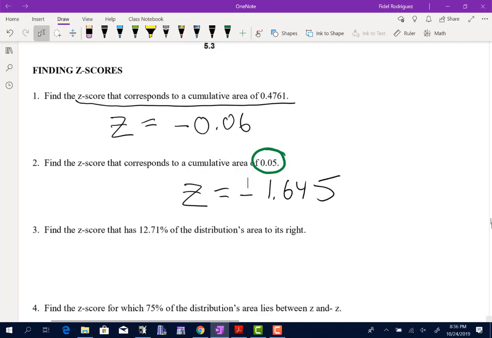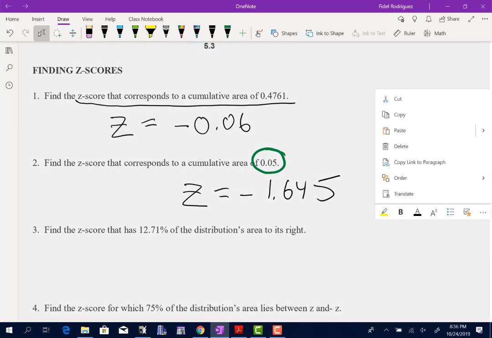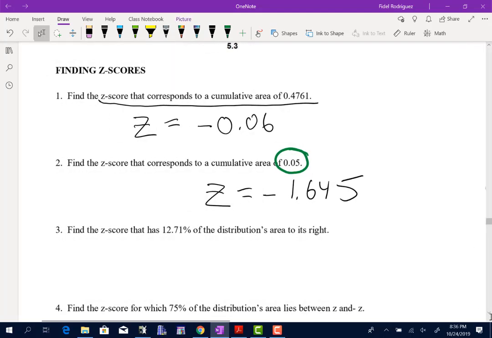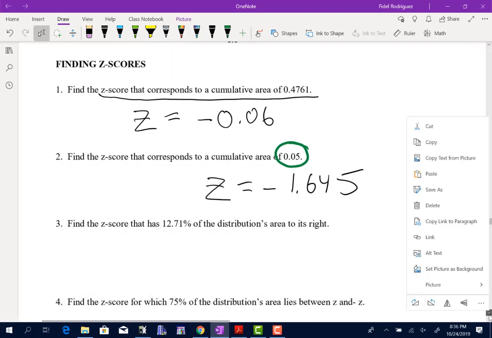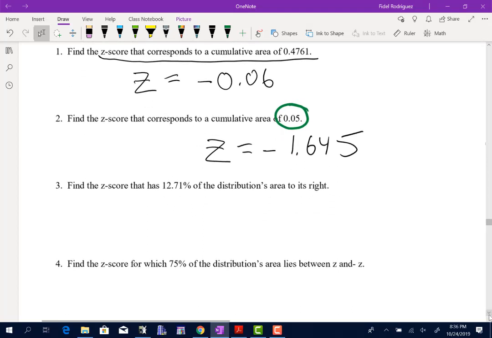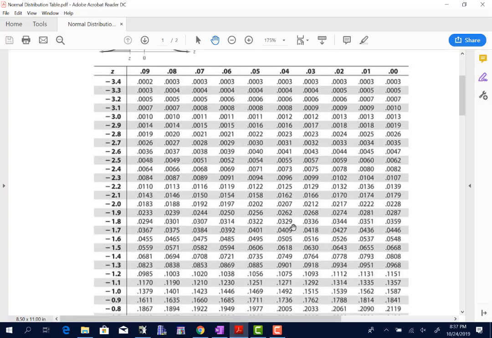Okay. So guys, I want you to notice something. The difference between number 1, number 2, and number 3. Okay, look at the way number 3 is written. It's given to me as a what? Percent. How would I write that as a decimal? There you go, right? So the area is 0.1271. So again, the first thing I'm going to do, I'm going to come back to my chart. I'm going to look for 0.1271.